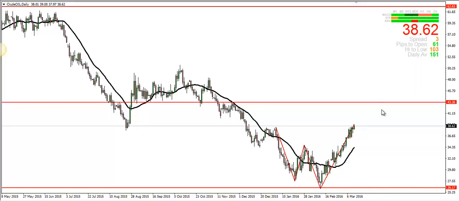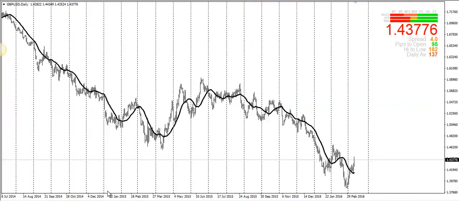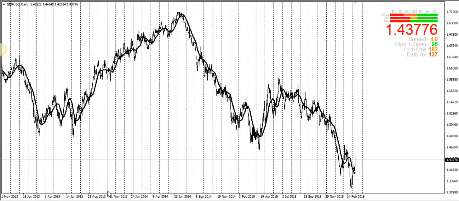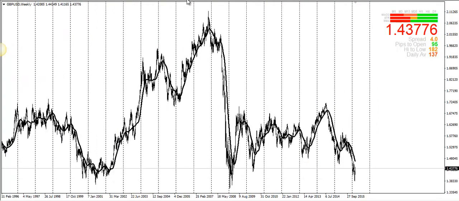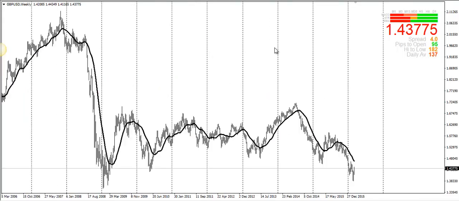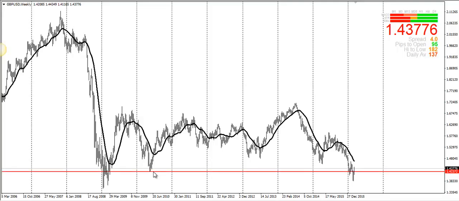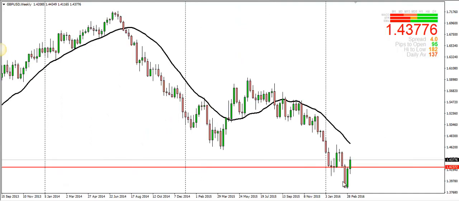Cool. Let us also look at the British pound. This is a British pound. British pound also had been having a tough time. You see, we went around this area, which was almost, the market really tried to break below it, but yeah, they couldn't.